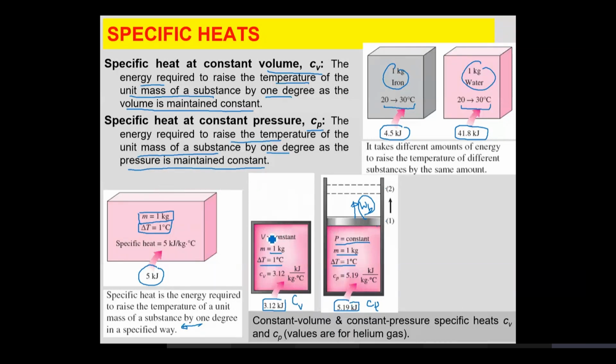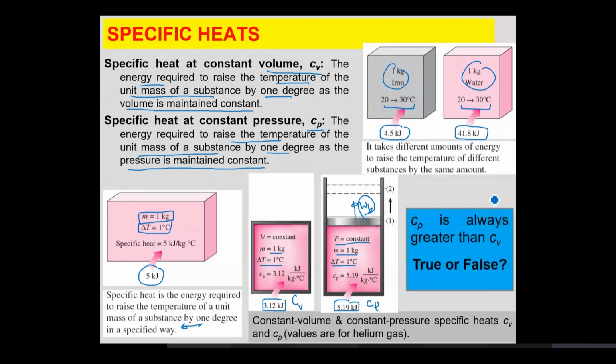Considering the two, why do you think CP is always greater than CV? One thing, whether it's true or not, and why do you think CP would always be greater than CV?